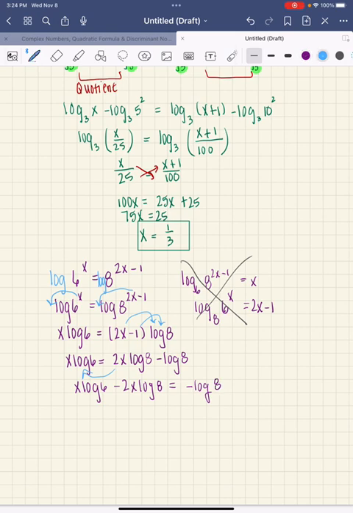The goal is to solve for x, so I'm going to factor out an x. So this becomes x times the log of 6 minus 2 times the log of 8. To solve for x, you're going to divide both sides by the log of 6 minus 2 times the log of 8. And we're going to simplify that. Right now, it's pretty messy.